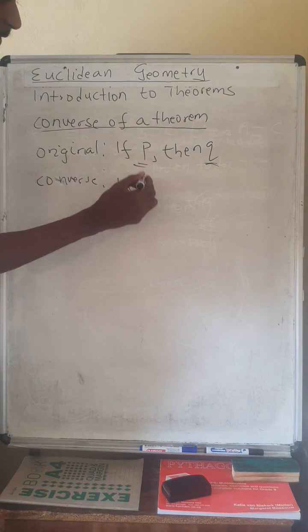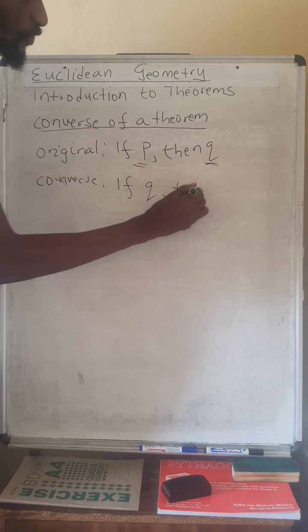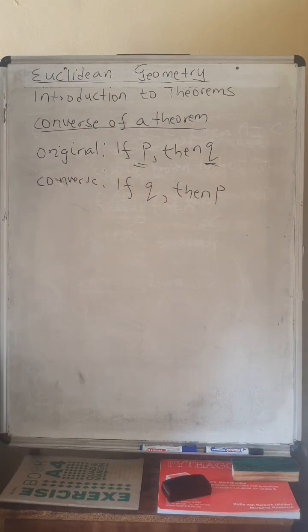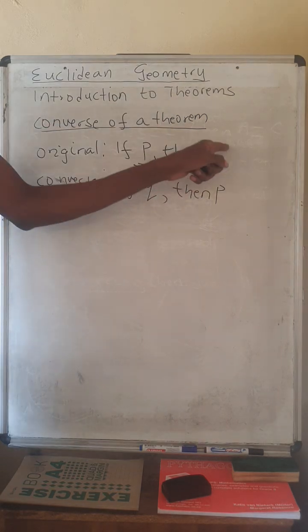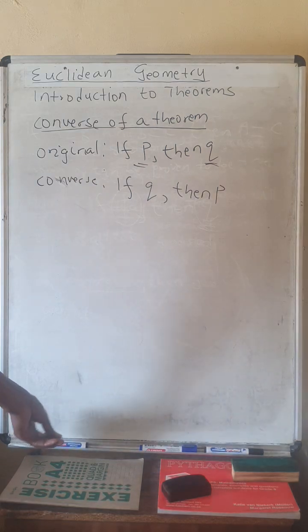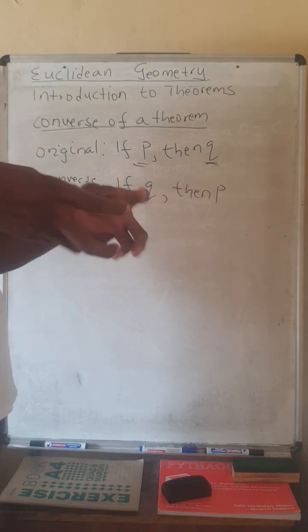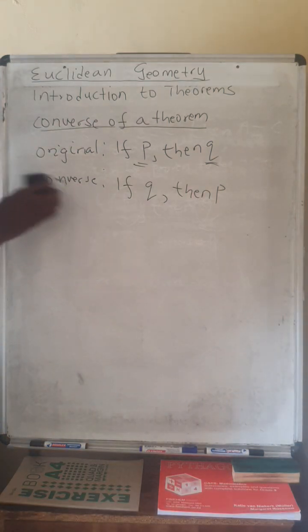So now where there was P, I'm going to have Q as my condition for the converse. Then the conclusion will be P. So what was the condition here will become a conclusion, and what was the conclusion will become a condition on the converse. So a converse is simply a statement that is formed by interchanging or swapping the condition and the conclusion of the original theorem.